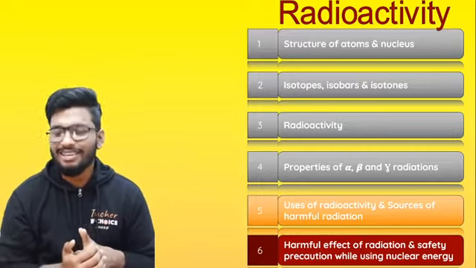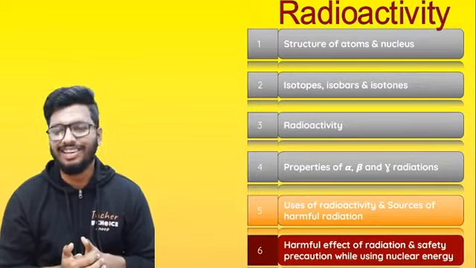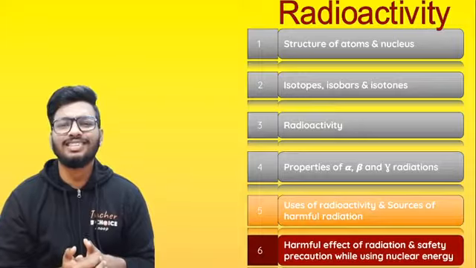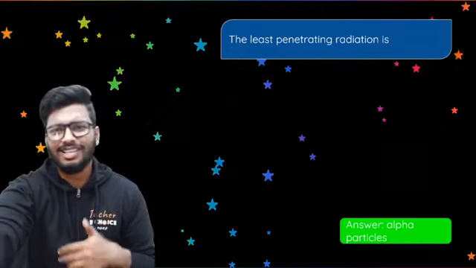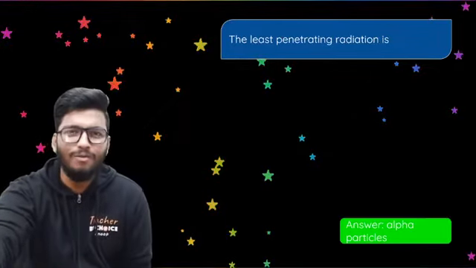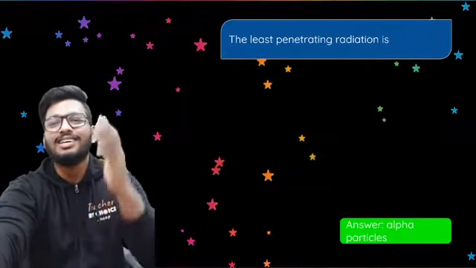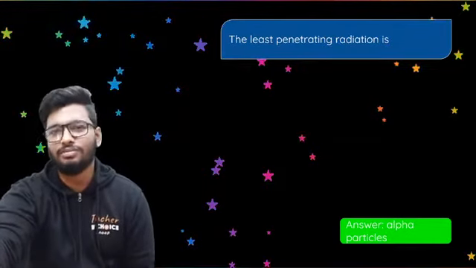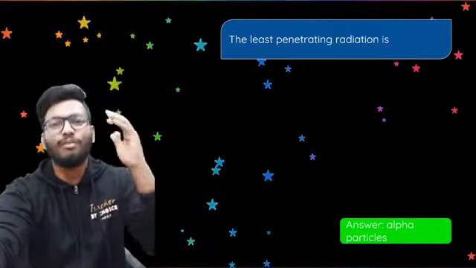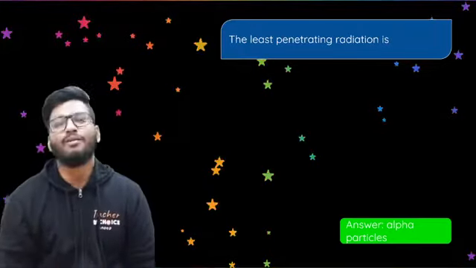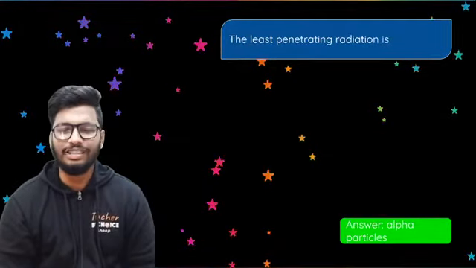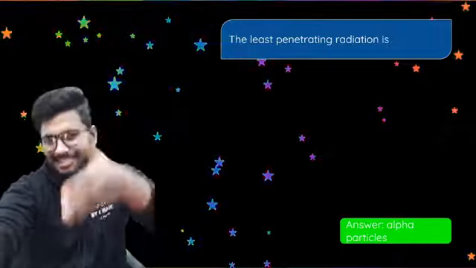Uses of radioactivity and sources of harmful radiation. Let's start with the good part, right? Because that's what we like to do. But before that, guys, this was the homework I gave you in the last session. The question was, the least penetrating radiation is which of these? Alpha. The most would be gamma. Somewhere in between would be your beta radiations. So that is the answer, guys. With that said, let's get back to the topic.